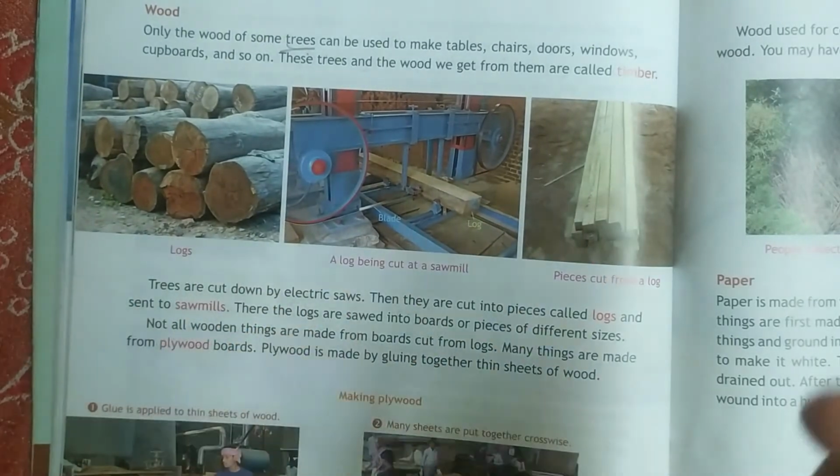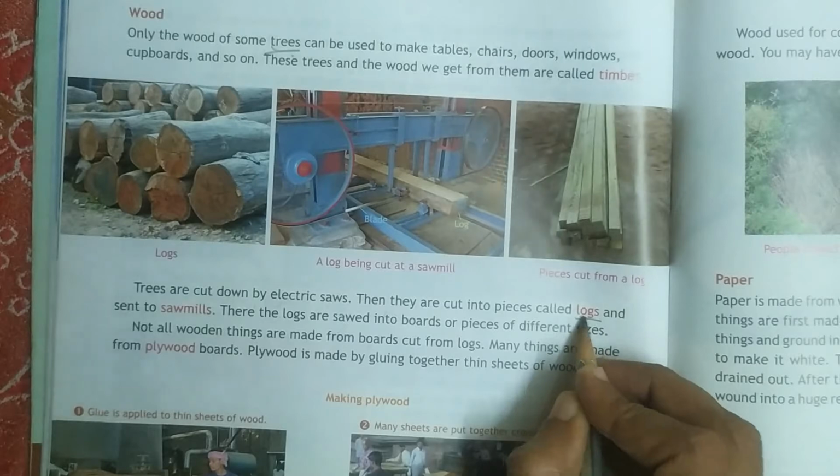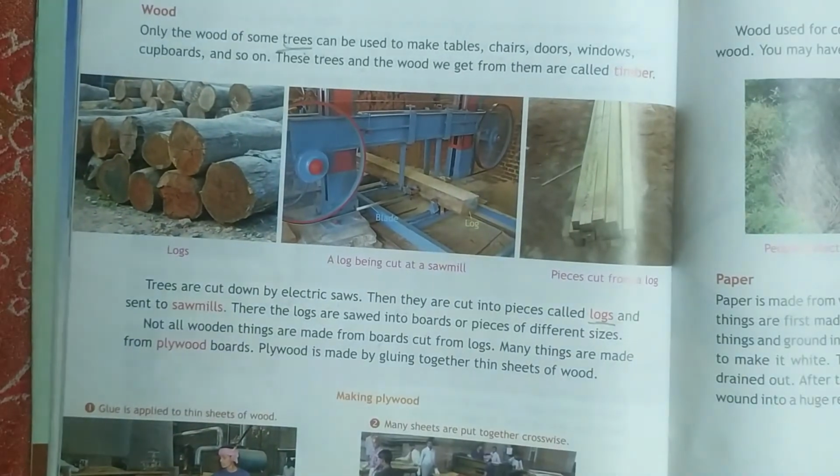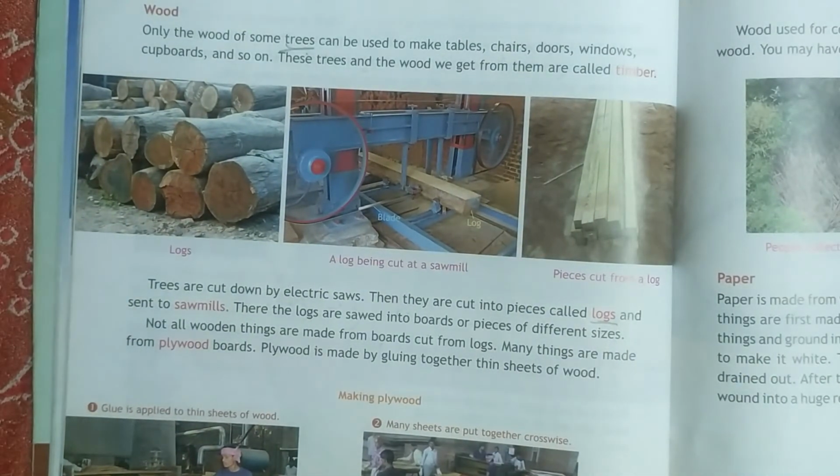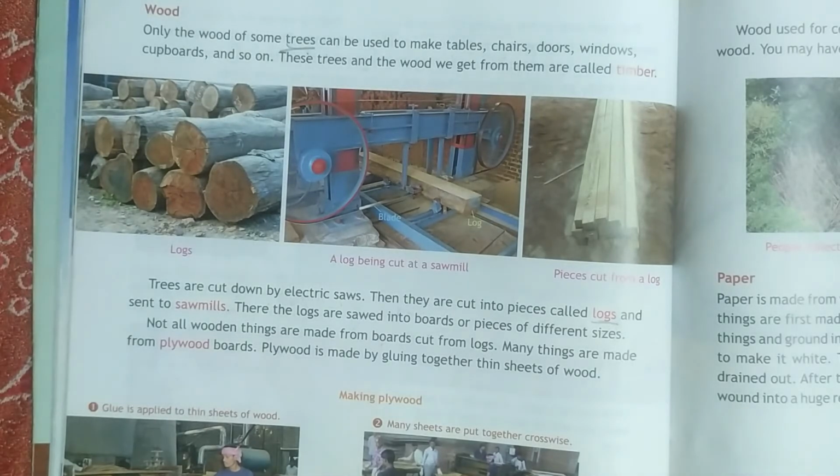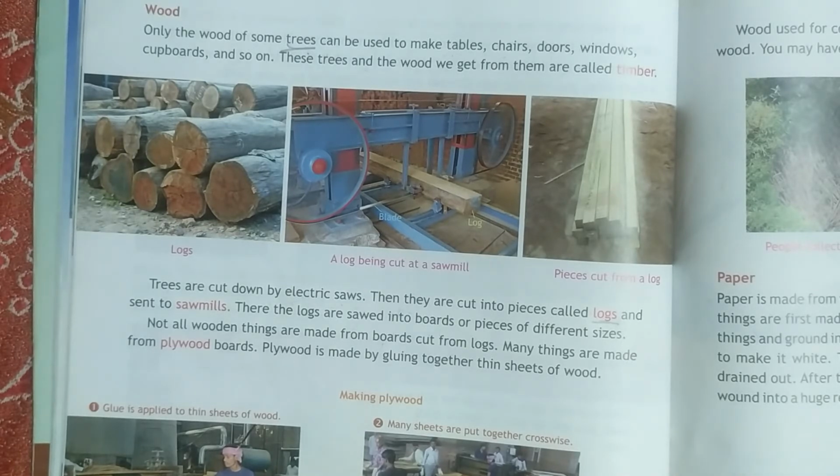It is being cut into pieces. What is it called? It is called logs. And then it is sent to the sawmill. Why should we send it to the sawmill? Because only in the sawmills is it made into shapes. The logs are made into shapes and boards for the use of tables and chairs. So it is sent to the sawmills.